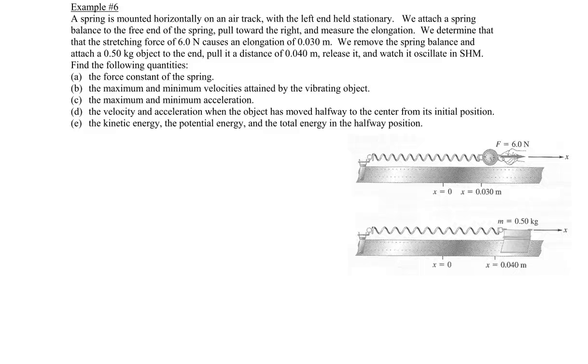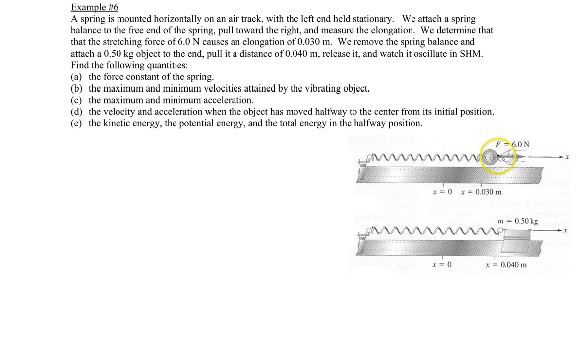Okay, welcome to example number 6. We have a spring mounted horizontally on an air track, with the left end held stationary, attached here. We attach a spring balance to the right side, and we pull with 6 newtons of force, and notice that it displaces a total distance of 0.03 meters, so 3 centimeters.